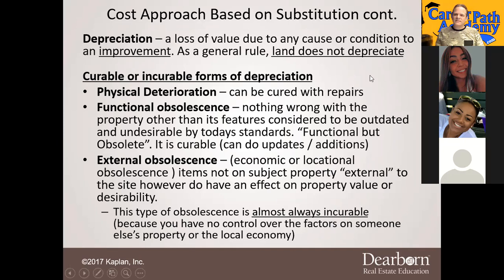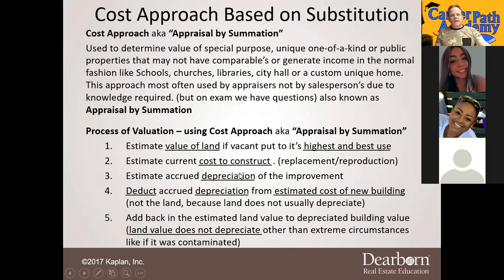Functional obsolescence, like a 5-bedroom, 1-bathroom house, things like that. Are they curable? Sure. All right. Now, then they would deduct the accrued depreciation from the estimated cost of the new building, not the land, because the land doesn't depreciate. And then they add back in the estimated land value to the depreciated building value. All right. So those are the 5 steps that the appraiser does.